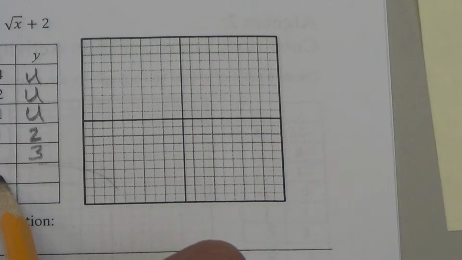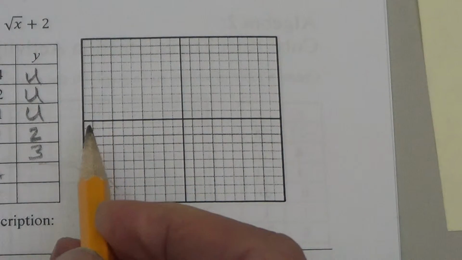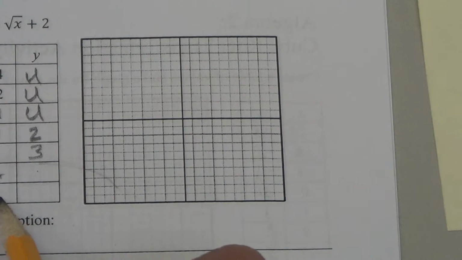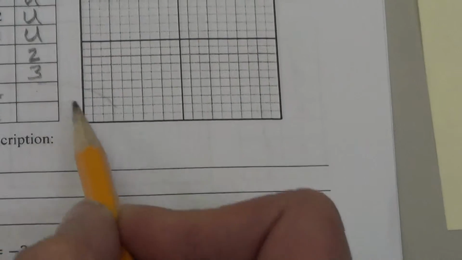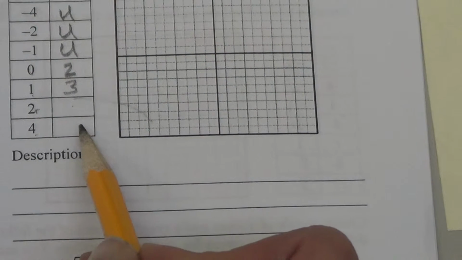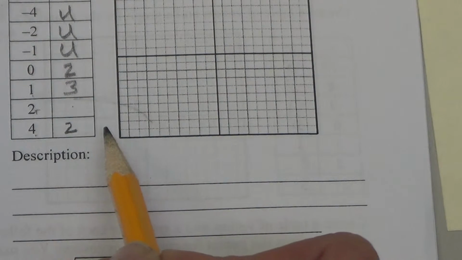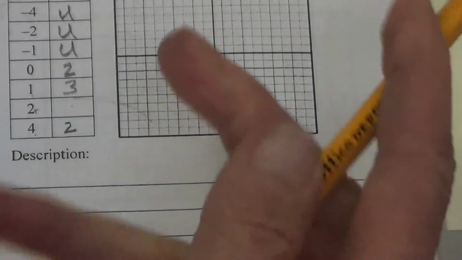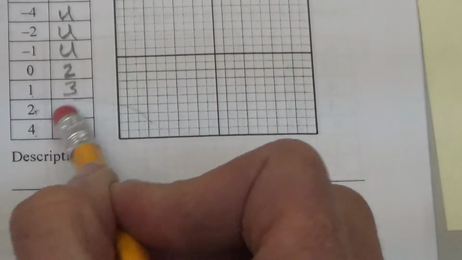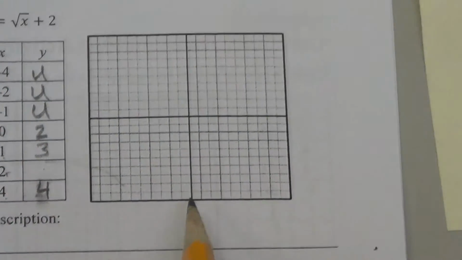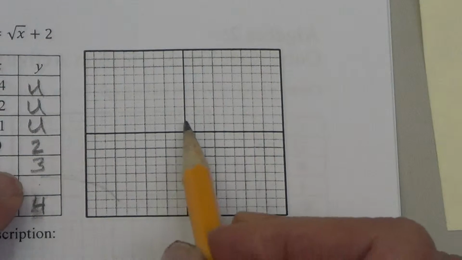Square root of 2 is an irrational number, and so we'll skip it and see if we need it. Square root of 4 is 2. Two plus 2 is 4. So that was a mistake. We almost forgot to add that 2 in there. So that would be 4. So we have undefined, undefined, undefined.